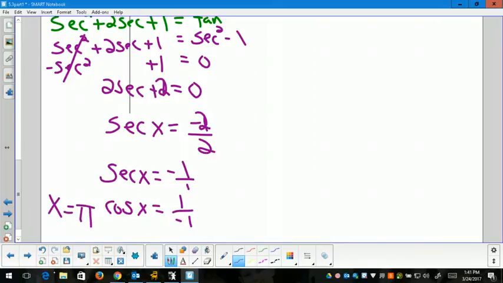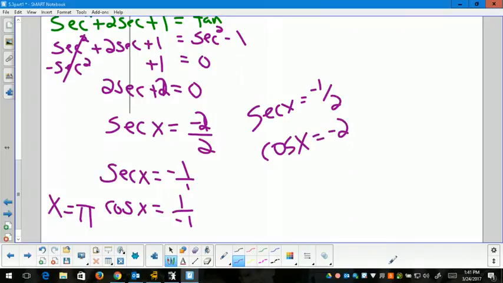Had we had, which we don't for this, I just want to point this out, had it been secant x equals negative 1 over 2, that would have meant that cosine of x would be negative 2. Is that on your unit circle? Is your calculator going to do it? What is the range on cosine? It's restricted to from negative 1 to positive 1, in terms of the outputs for cosine. Unless you do a vertical stretch or something to it, but that's different in terms of actually evaluating the angle.